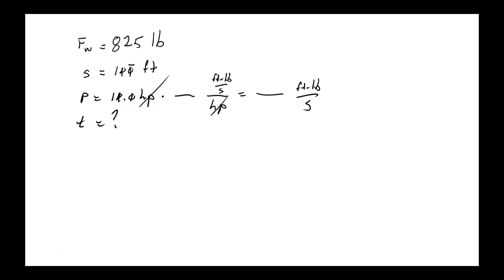How many foot-pounds per second is 1 horsepower, or how many horsepowers is a foot-pound per second? 550 foot-pounds per second is 1 horsepower. Now we have our conversion in place.